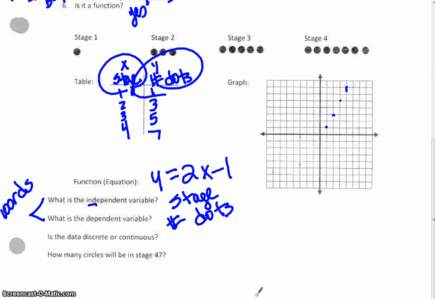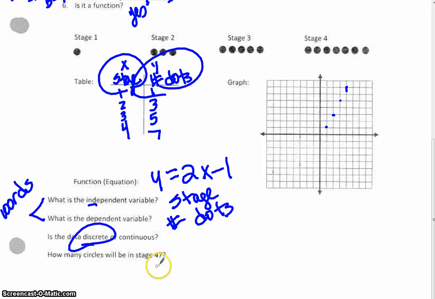Is the data discrete or continuous? Remember, discrete data, you cannot have part of it. It's like people. You either have a person in here or you don't. Continuous is something that touches every point. It's like distance or time. You can't get to 2 hours without going through every minute and every second between now and then. This data went from a picture to a picture to a picture. You're not going to draw part of a stage, and so this data is discrete.